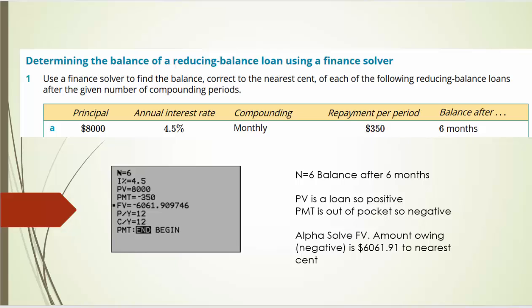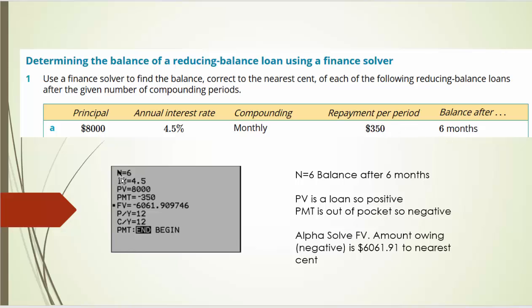So here's going straight to the exercise, which we will explain in detail. The first question is simply asking you, and by the way, just keep your wits about you all the time, read the question. Find the balance at the end of the following reducing balance loan after the given number of compounding periods. So what have we got? We've got a principal of 8,000, annual rate of interest of 4.5%, compounded monthly, so 12 a year. We're going to be paying it off at $350 a month, and we want to know what is still owing after 6 months.